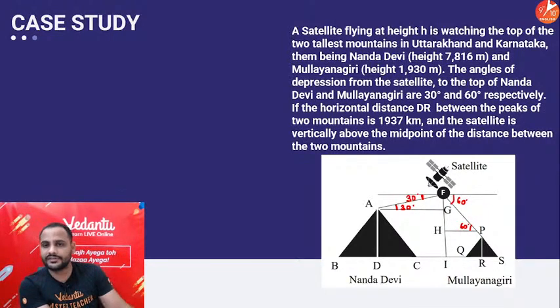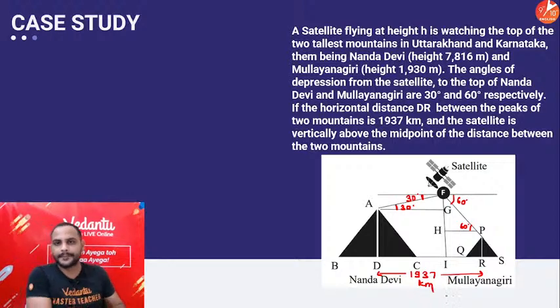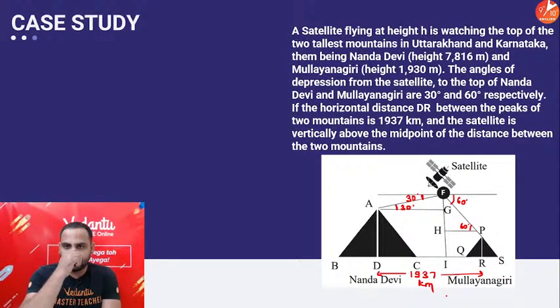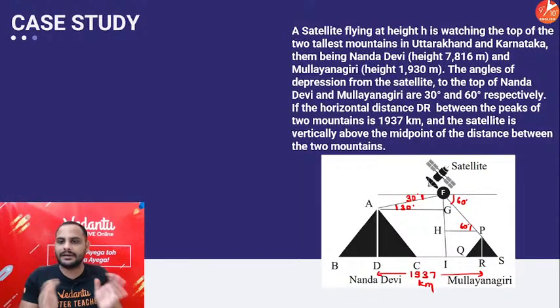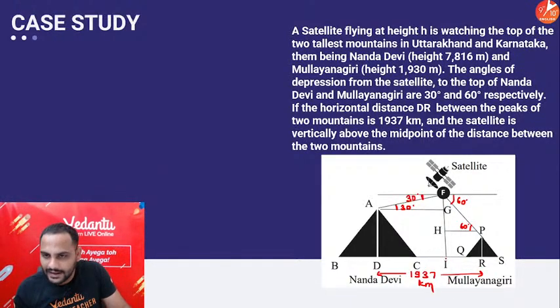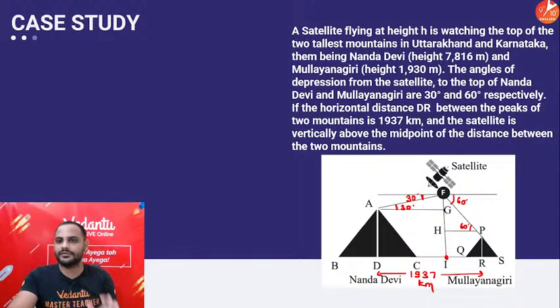If the horizontal distance between the peaks of the two mountains is 1937 kilometers, ठीक है, the horizontal distance dr, so this distance is given as 1937 kilometers. And the satellite is vertically above the midpoint of the distance between them. So the satellite is above the midpoint. So this point I will be the midpoint over here. Okay, so 1937 by 2, here also 1937 by 2.